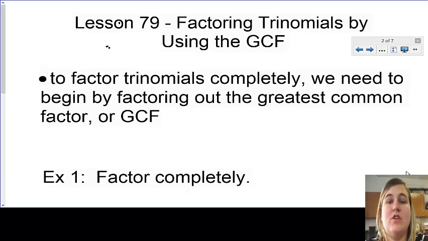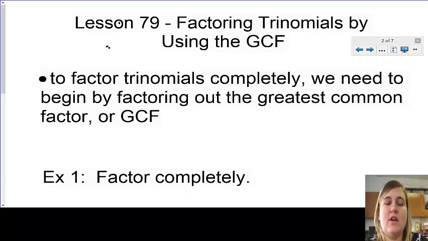Lesson 79, Factoring Trinomials by Using Greatest Common Factor. One thing that I like about this lesson is it comes shortly after our other lessons of factoring trinomials. So it's another lesson to give us more practice of doing those same things that we've been doing. We're going to use some of those same concepts.